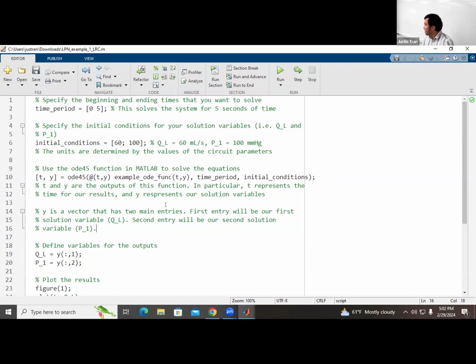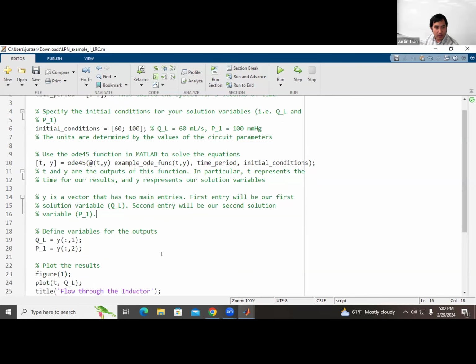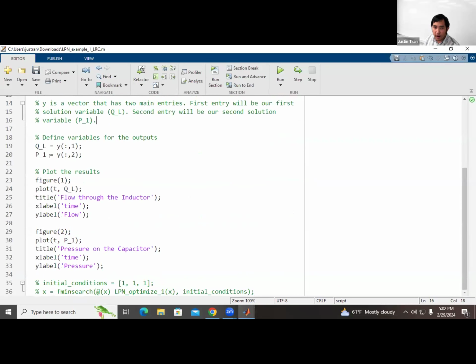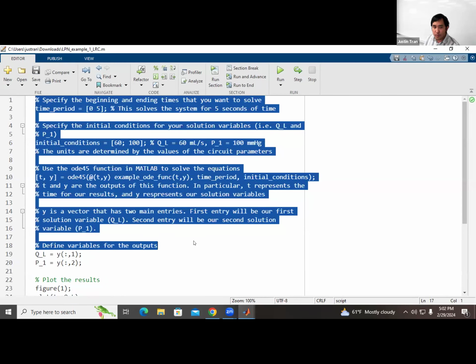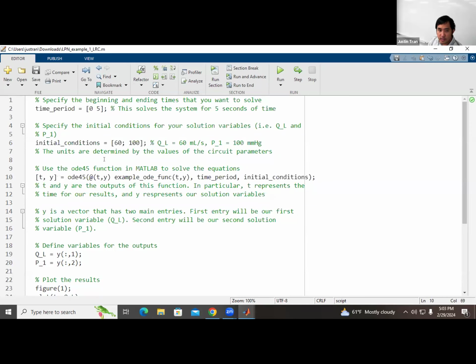I know I'm throwing a lot of information at you at once, and it's hard to visualize unless we actually run it. But I want to explain everything first, and then we'll run it and analyze it. The rest of the code just plots, and we'll get to that in a second. I want to focus on this first part, which is just setting up the ODE45 function. To set up ODE45, you have to define the time period, define the initial conditions, and feed it your equations function. Any questions on any of these parts?